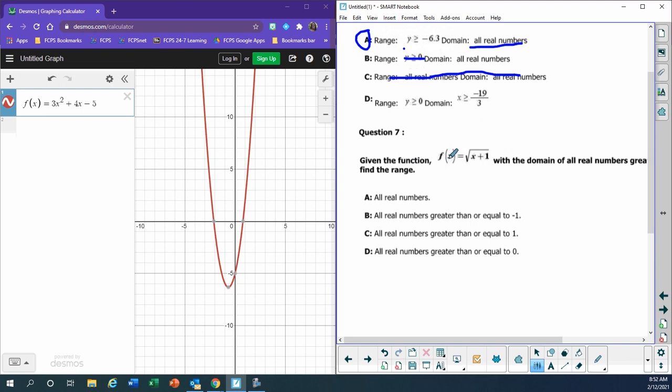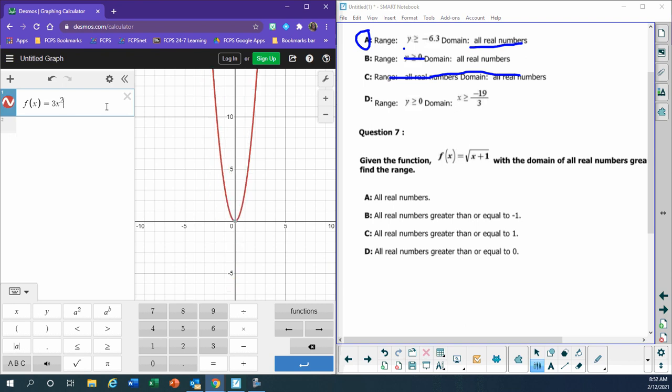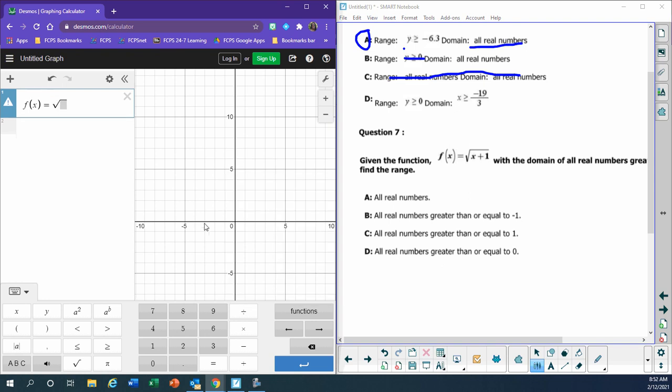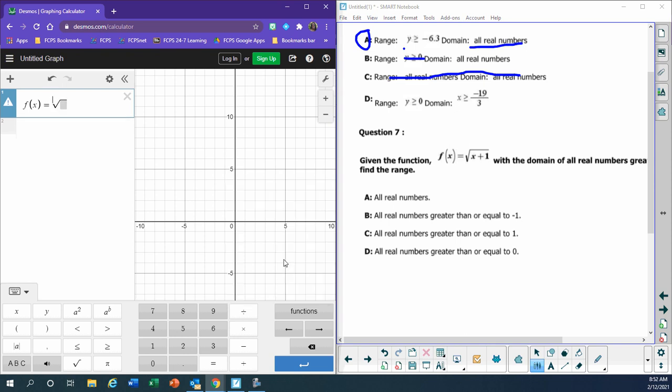Given the function f of x, square root of x plus 1, with the domain all real numbers, find the range. So just go ahead and do the same thing here, right? The square root of x plus, so we go to function, square root. I don't need anything here, right? Oh, sorry. I can just put 2. That's what it means, right? x plus 1. x plus 1.